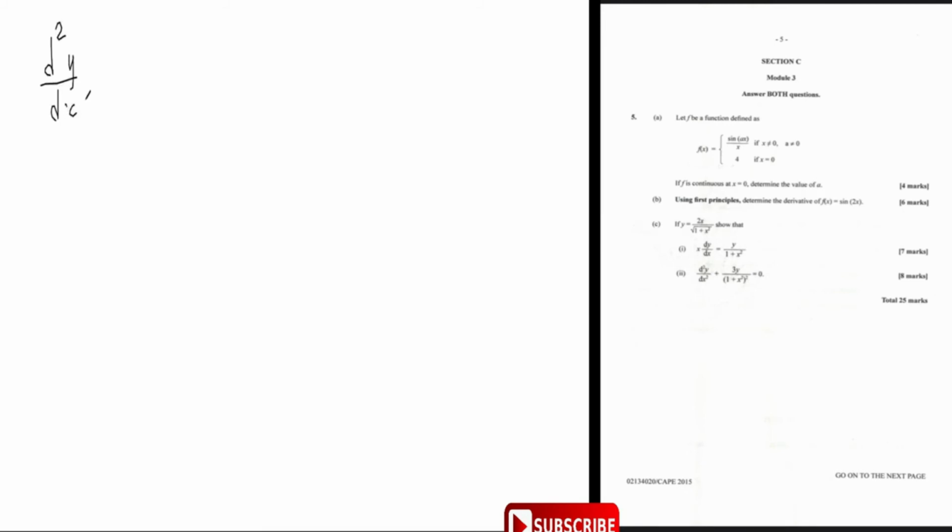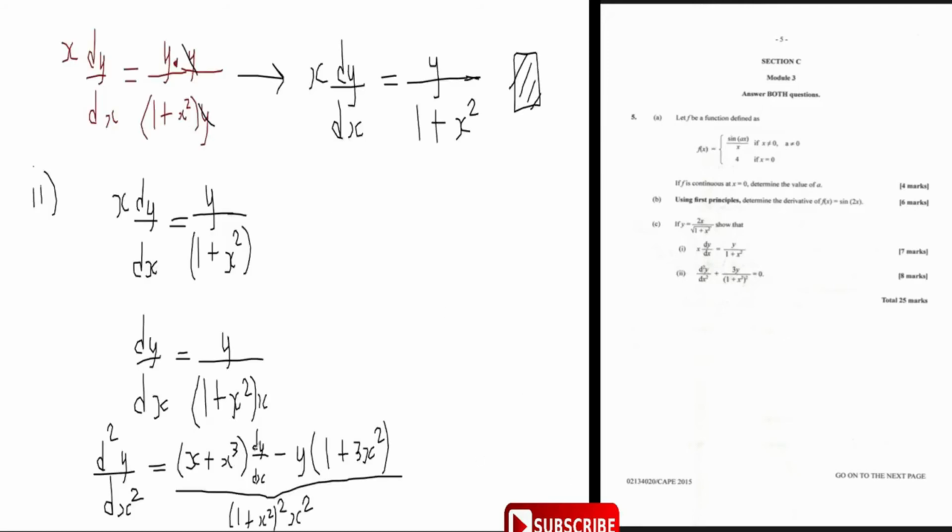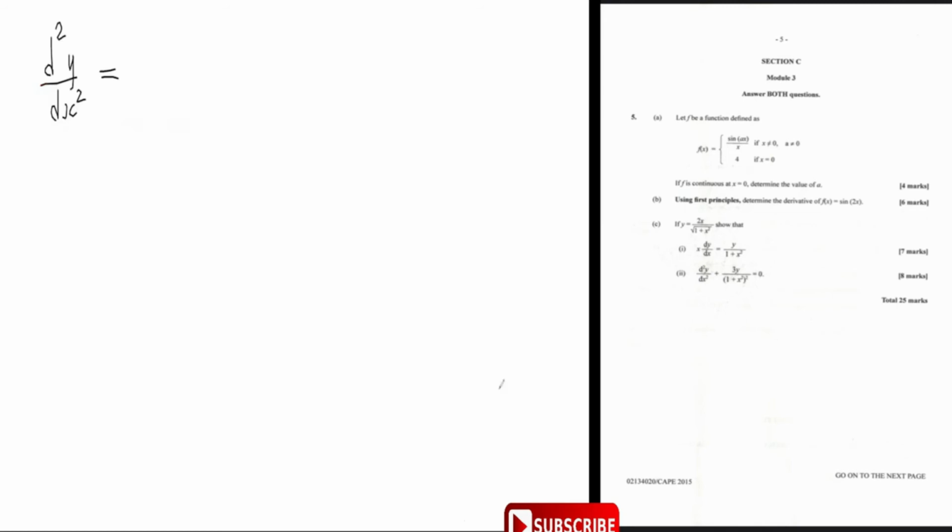d2y by dx squared is equal to, now that I have this, (x plus x cubed) dy by dx minus y times (1 plus 3x squared) over this. I can go ahead now and simplify this. Let's go ahead and simplify this. I notice that this part, I can separate as two separate fractions.